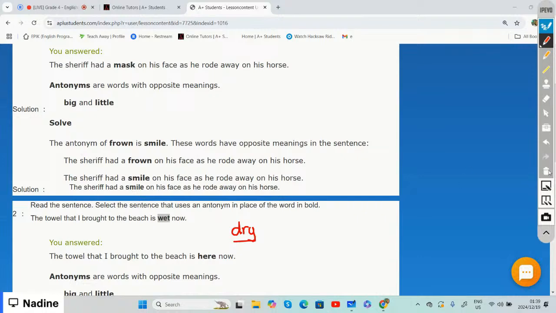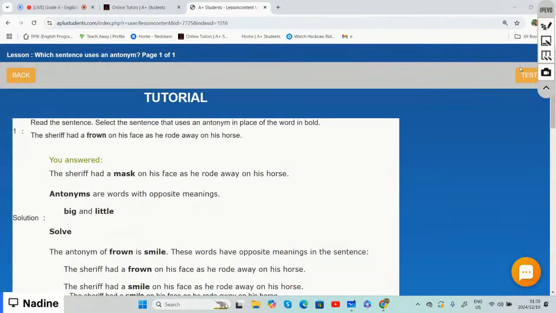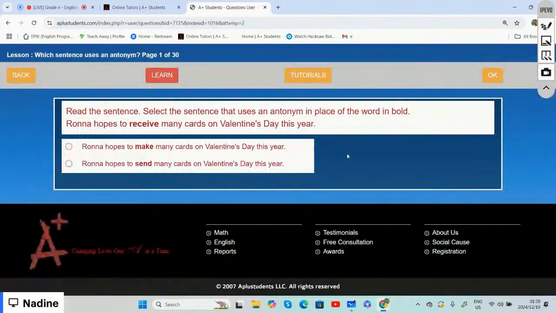All right, so now let's go to our test and then we end our lesson. All right, so 5 minutes for the test and then we end our lesson. All right, so now it says Rona hopes to receive many cards on Valentine's Day this year. So, receive, what is the opposite of receive? Is it to make, option one? I'm not going to read the whole sentence. Or send, option two.